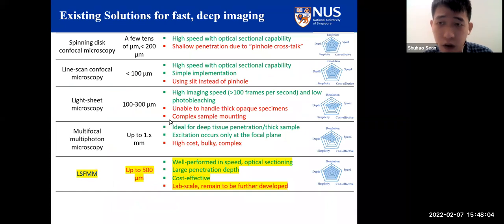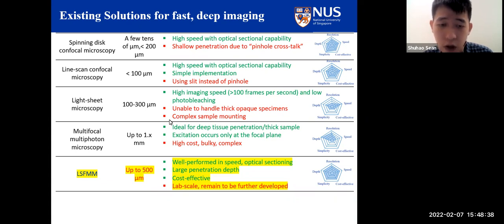And here I made a summary of all the solutions mentioned previously. We can see that the LSFMM has an outstanding performance in terms of imaging depth, resolution, and speed. Also, the system simplicity and cost are very reasonable. And the other solutions more or less have 1 or 2 shortcomings. Even so, the current LSFMM is lab scale, and we believe it will be a good imaging platform.